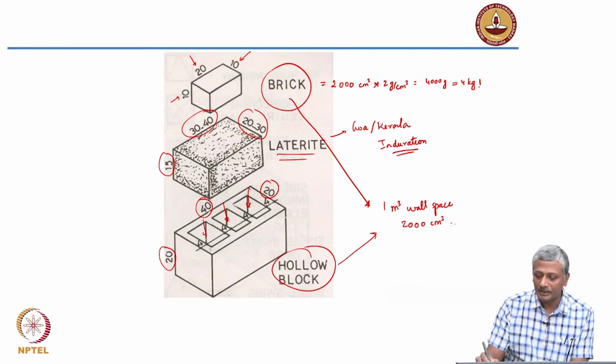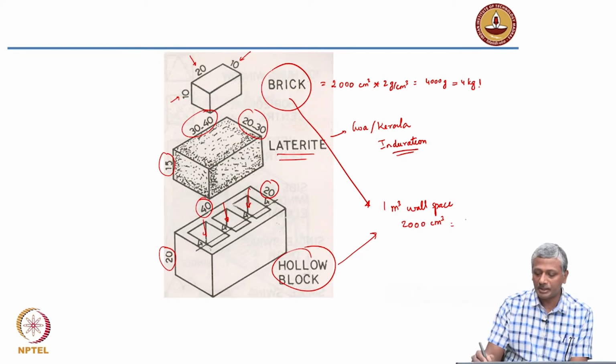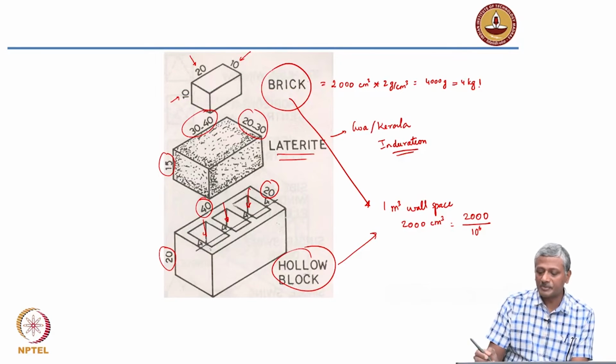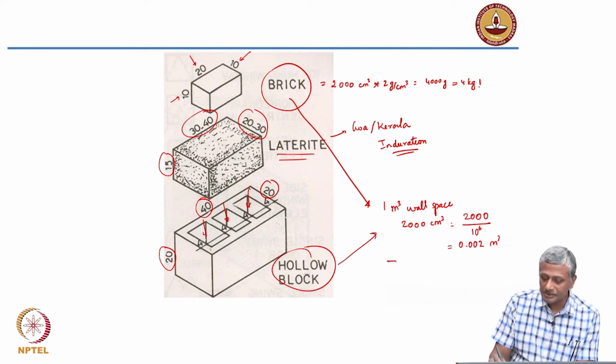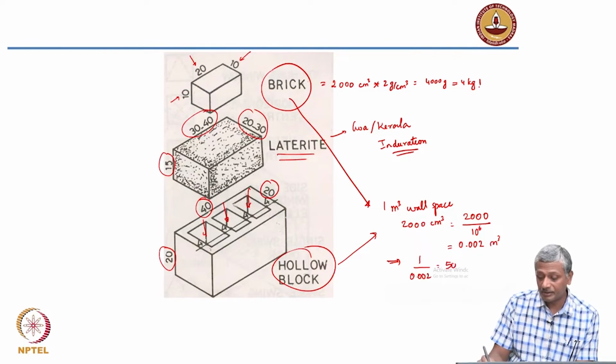So if you convert that to cubic meter, how much will that be? You have 2000, you need to divide it by 10 to the power 6 because each meter is 100 centimeters, right? So if you divide this by 10 to the power 6, you get 0.002 cubic meter. So each brick is 0.002 cubic meter. That means how many bricks do you need? You need 1 divided by 0.002, that is 500 bricks.